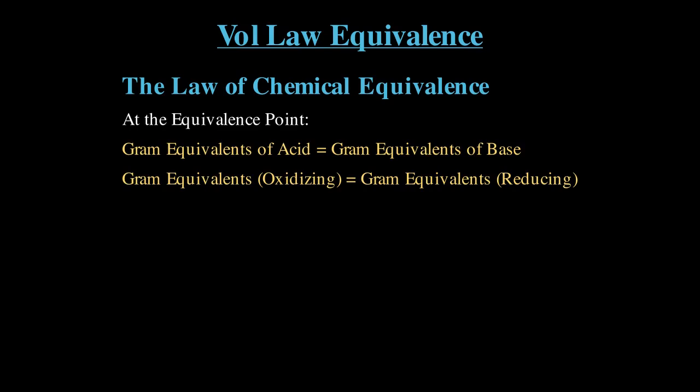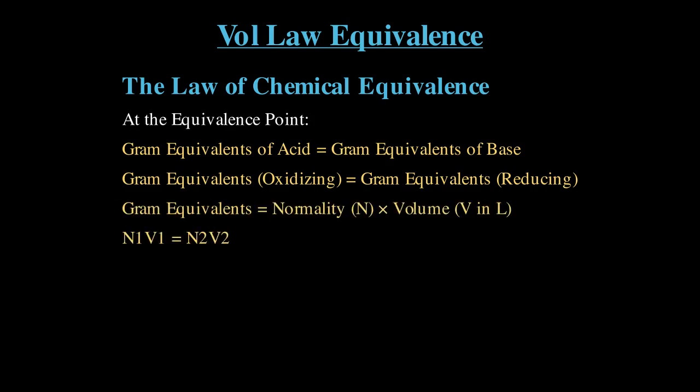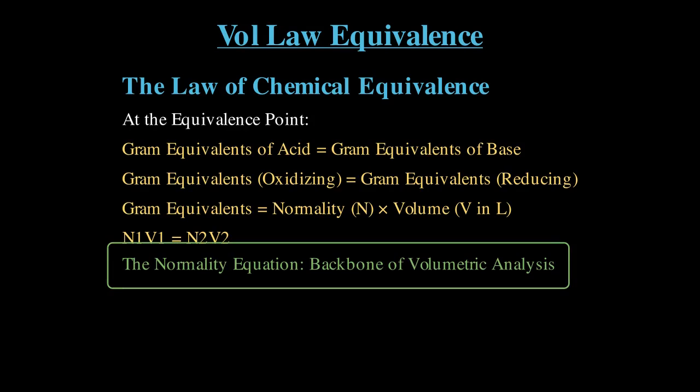We know that gram equivalence equals normality times volume in liters. So, for 2 solutions reacting, we can write N1V1 equals N2V2. This is the famous normality equation, and it is the backbone of all volumetric calculations you will perform.